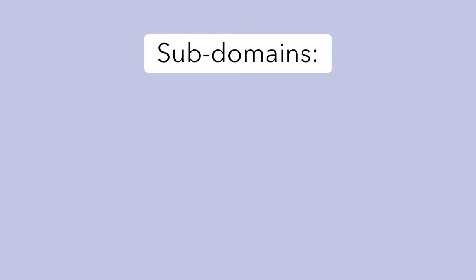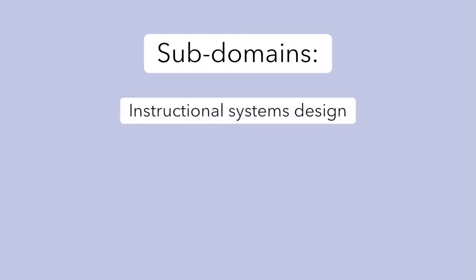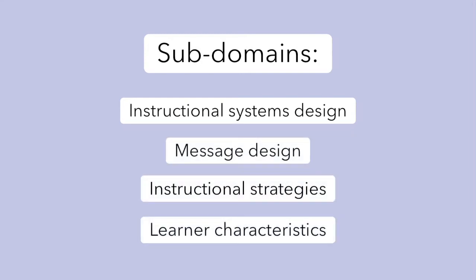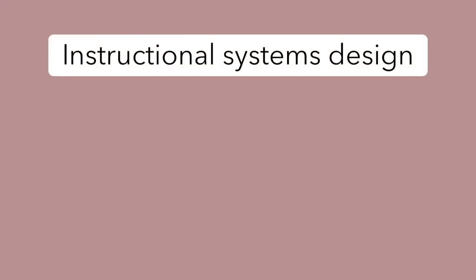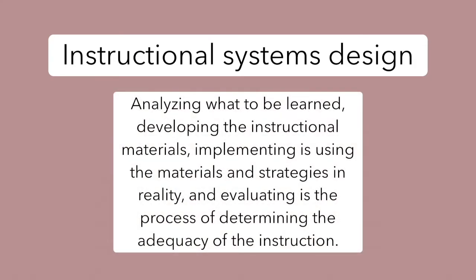We have instructional systems design, message design, instructional strategies, and learner characteristics. Let's see the first one. We have instructional system design. It includes the steps of analyzing what is to be learned, developing the instructional materials, implementing, which is using the materials and strategies in reality, and evaluating, which is the process of determining the adequacy of instruction.